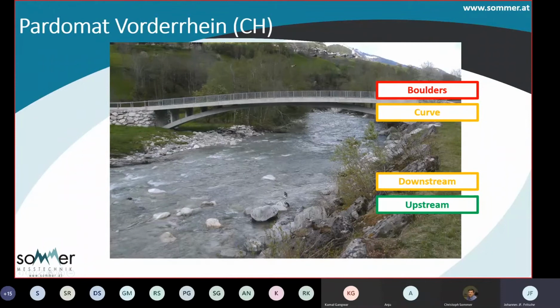And because of the bend we're having here, downstream is not the best option. You can do it, but in this case, better would be if you install the RQ sensor looking upstream, where you have a good water surface and no influence of this bend here.